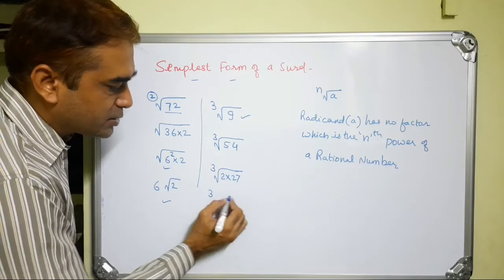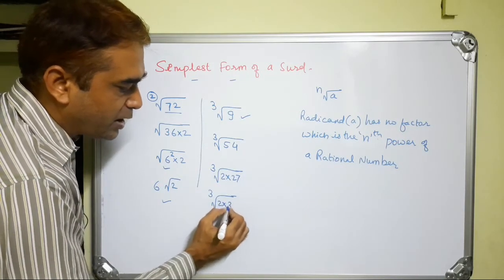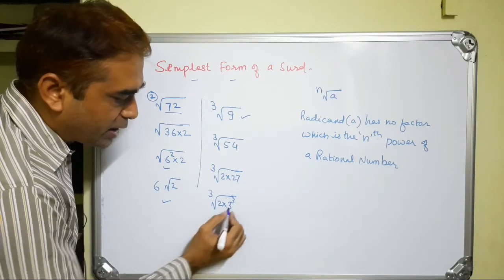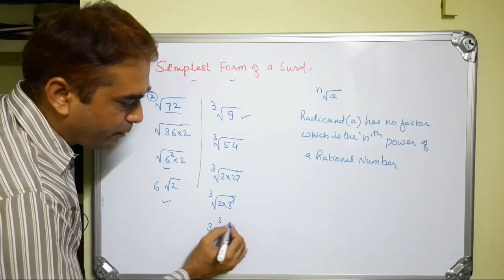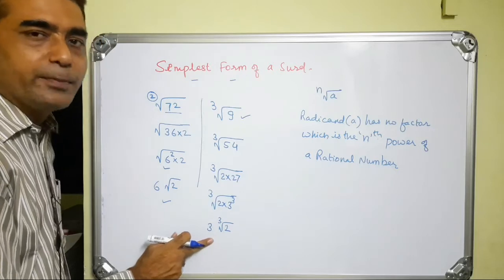We can write the cube root of 2 into 7 as 3 cube. The cube root cancels out, so 3 will be written outside the radical sign and here we will write the cube root of 2. So now this is the simplest form.